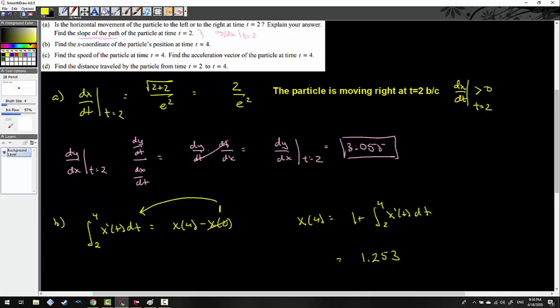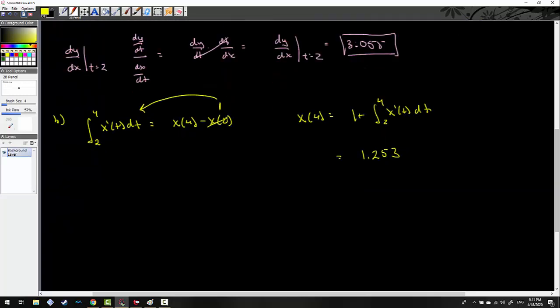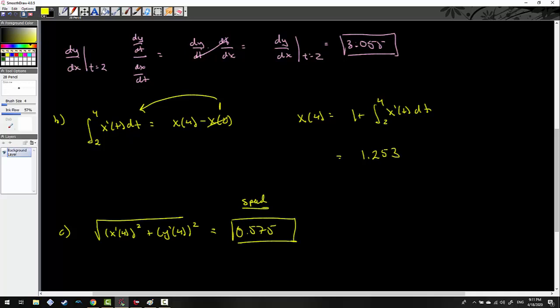All right, let's go and move on to part C. It says find the speed of the particle at time equals 4 and then the acceleration vector. So it's a two-parter. So speed. It's been a long time since we've talked about speed. Now, apart from being a good movie, speed is going to be the Pythagorean theorem of the velocities. So it's going to be the square root of x prime of 4 squared plus y prime of 4 squared. And that's going to get us 0.575. So this is our speed at time equals 4.